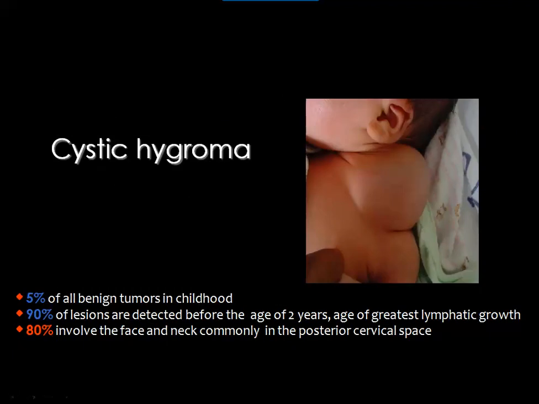The third cyst in the neck is the cystic hygroma, which is usually located laterally between the neck and the thorax, and this hygroma is usually big. Then it is seen commonly in childhood, and 90% of the cases are detected before the age of 2 years, which is the age of the greatest lymphatic growth.